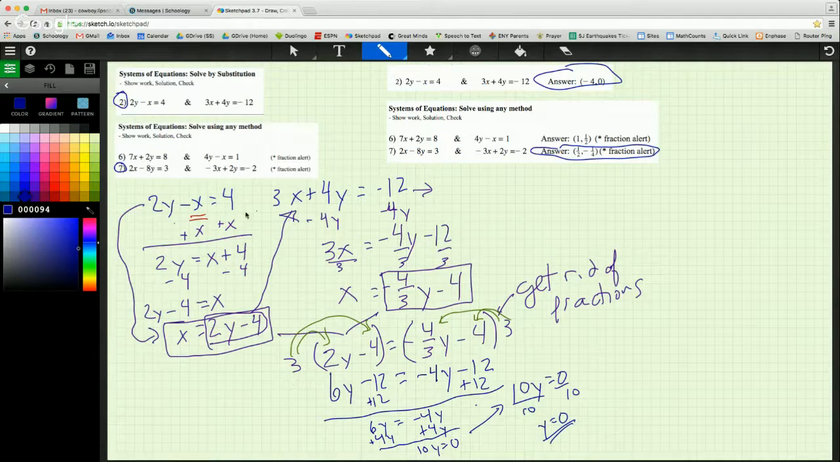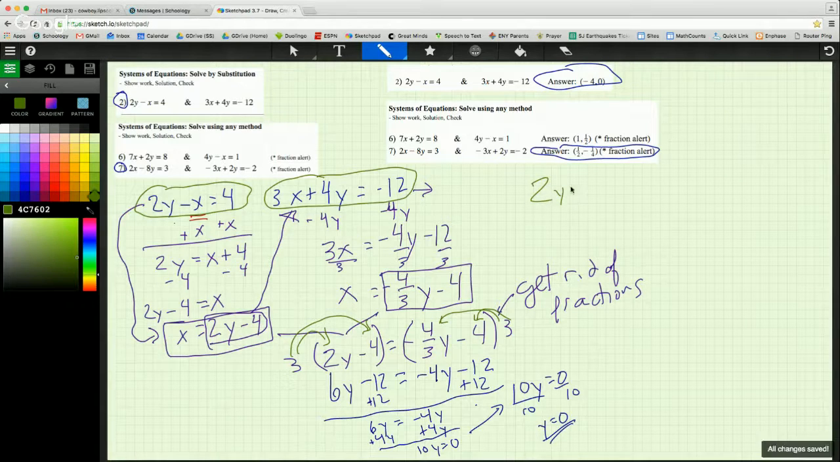So we go all the way back to our original equations, and we're going to plug in y is 0. So we'll do that on this left side here. We'll say 2y minus x equals 4. So 2 times 0, remember, our y is 0, minus x equals 4. So 2 times 0 is 0, so negative x equals 4. So x equals minus 4.